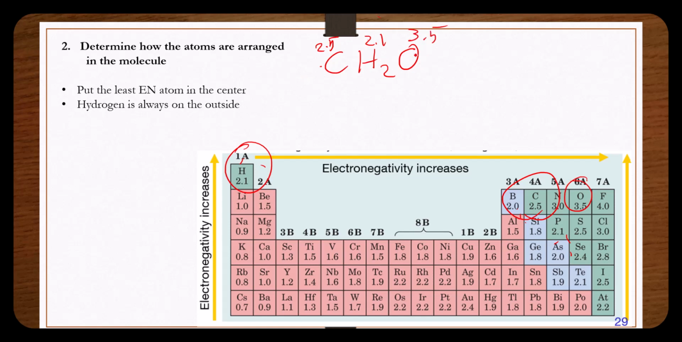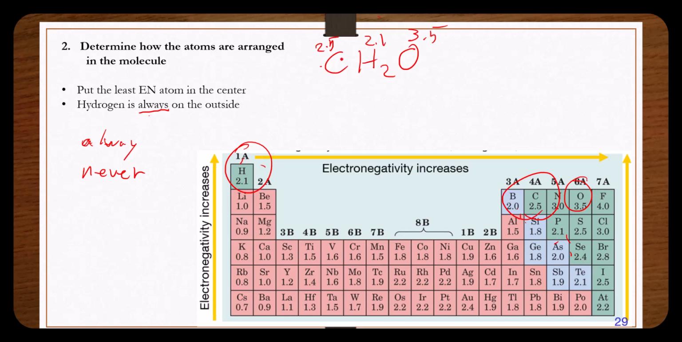So looking at the electronegativities, we can see that hydrogen is the lowest electronegativity, but right here it says that hydrogen is always on the outside of the molecule. Whenever a statement has words like always or never, that does not happen very often, so when we do see statements with words like this in it, we should pay attention to it. This says that hydrogen is always on the outside, so this cannot be a central atom.